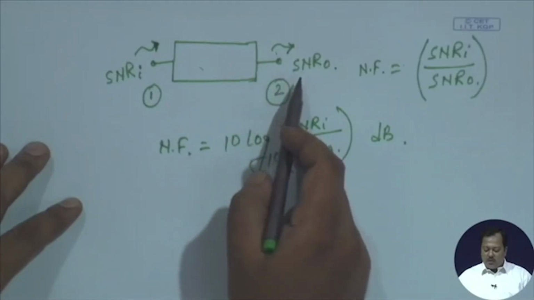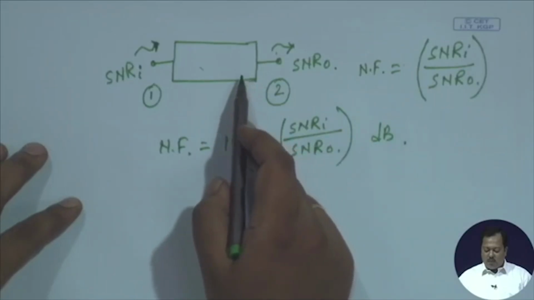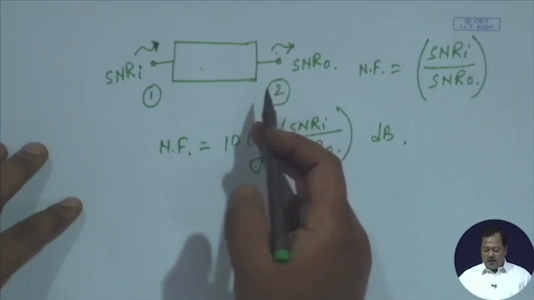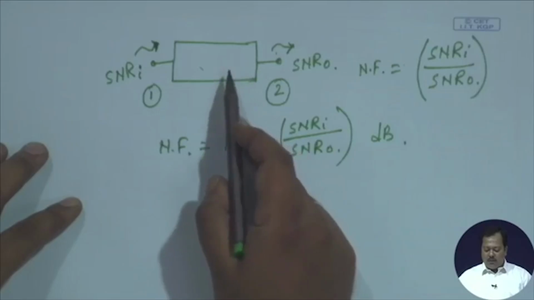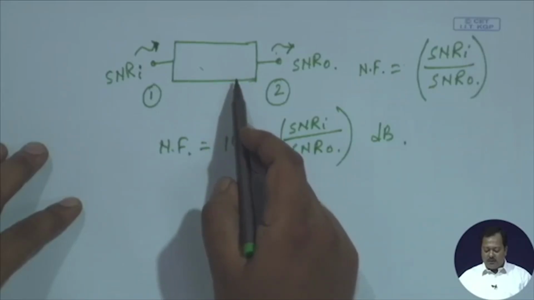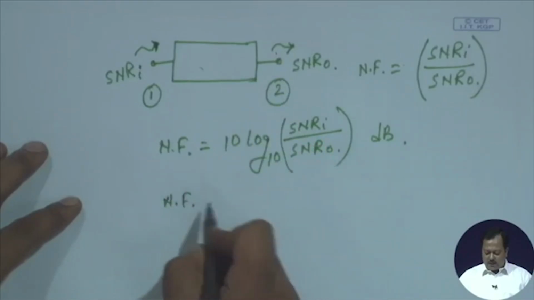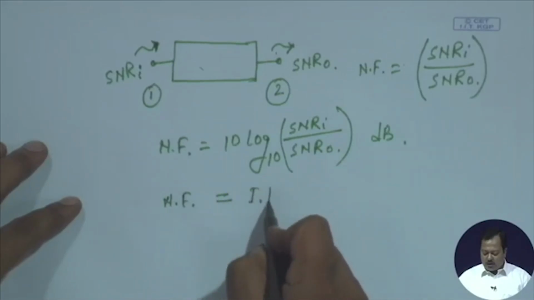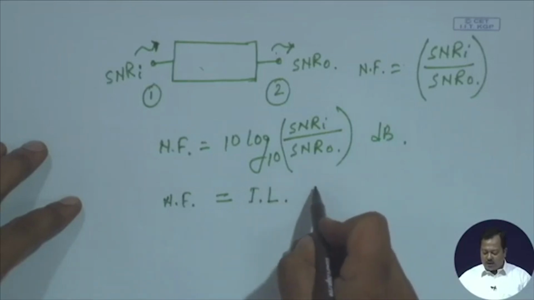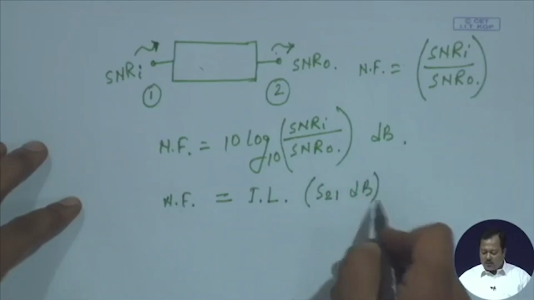At millimeter wave frequencies, this term noise figure is very popular. By this we can understand how noisy the component is. It may be any active component like a power amplifier, low noise amplifier, mixer, or it can also be any passive element like a filter or coupler. For passive elements, usually the noise figure is equal to the insertion loss of that component. Insertion loss is nothing but S21 in dB.